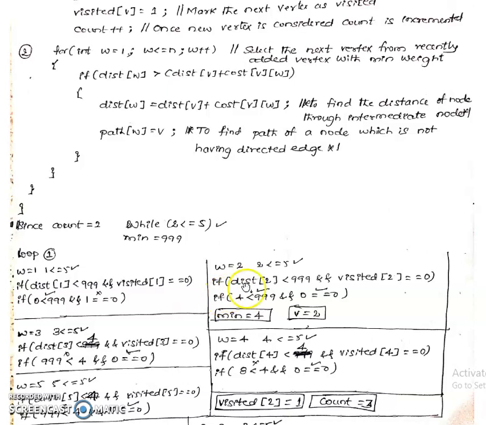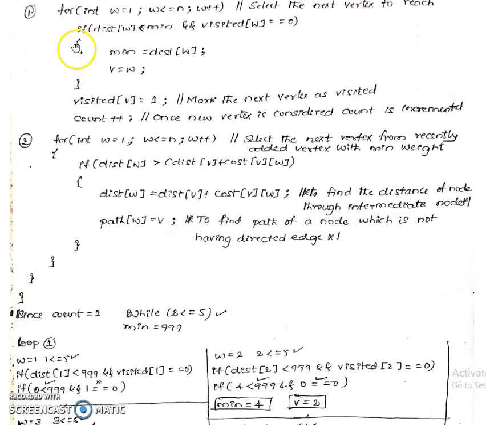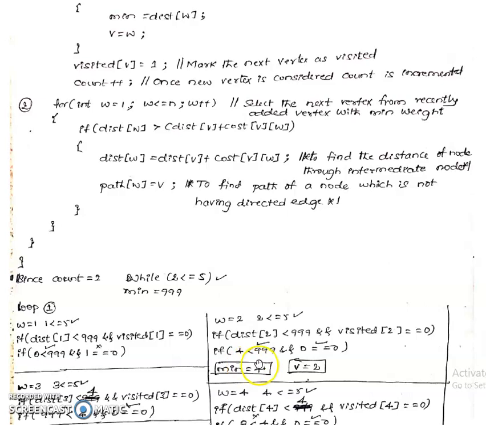Now start checking: if distance of 2 is less than 999 and visited of 2 double equal to 0. So you are supposed to check both conditions. This is the condition: distance of w, whatever the w value, less than 999. Minimum value is 999 currently, and visited of w, visited of 2, double equal to 0. So 4 is less than 999. Distance of 2 is from vertex 1 to 2. You have a directed path with distance 4. So 4 is less than 999, the minimum value condition is true, and the second vertex is still not visited. That's the reason 0 double equal to 0. If it had already been visited, it would have become 1. Now it is 0, so 0 double equal to 0.